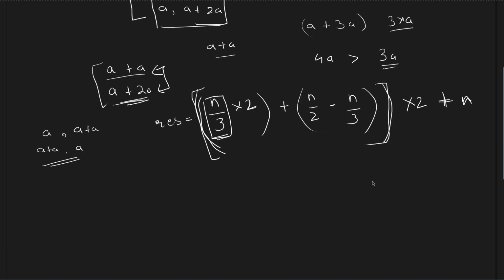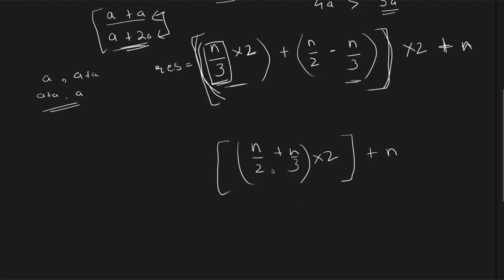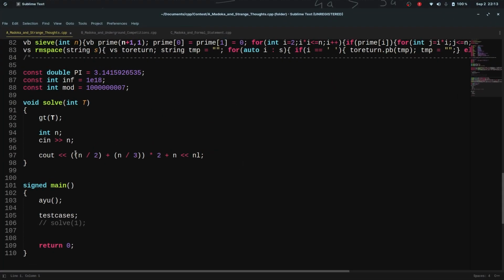So our final answer, we can further simplify it, because n by 3 into 2 is here and minus n by 3 is here. So we can write it as n by 2 plus n by 3. This would be multiplied by 2 and the whole would be added to n. So this would be our final answer. This is exactly what I have done in the code: I have calculated n by 2 plus n by 3, multiplied by 2, and added n to the answer. So this would be the final answer for our question A.